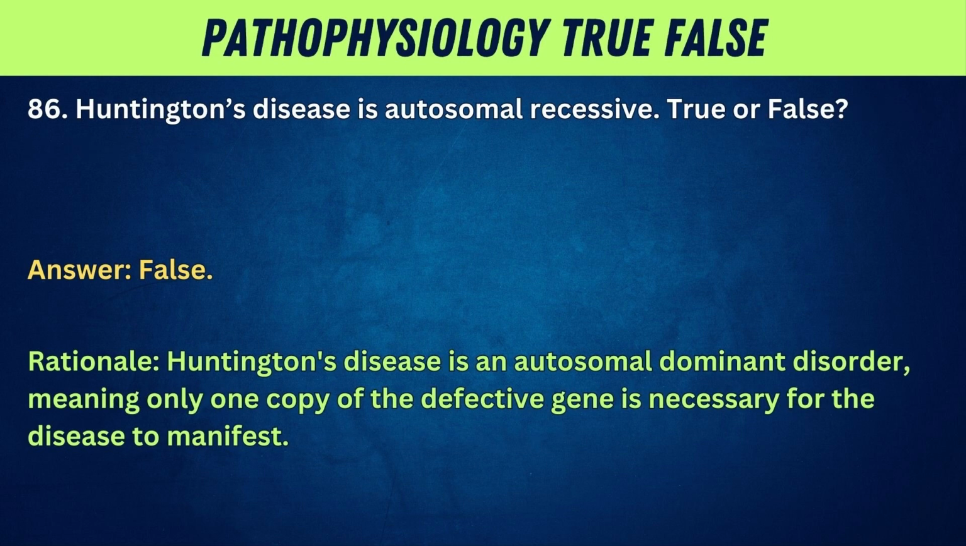86. Huntington's disease is autosomal recessive. True or false? Answer: false. Rationale: Huntington's disease is an autosomal dominant disorder, meaning only one copy of the defective gene is necessary for the disease to manifest.